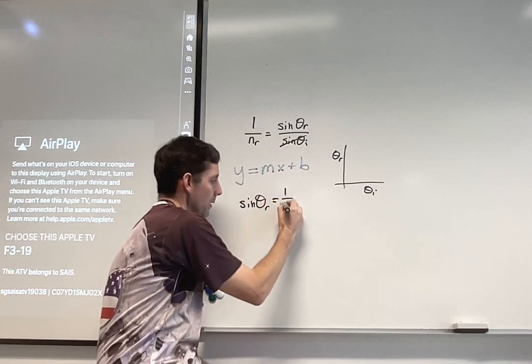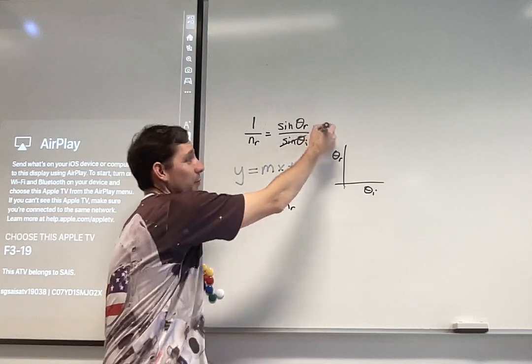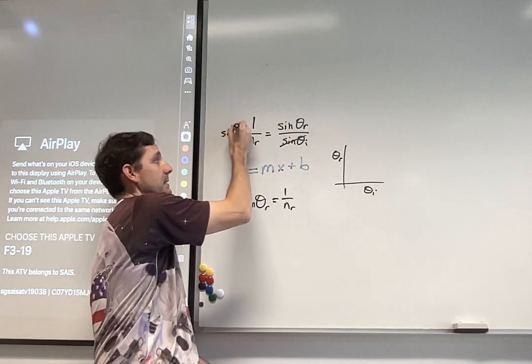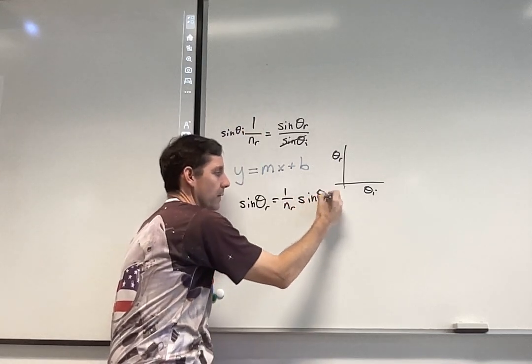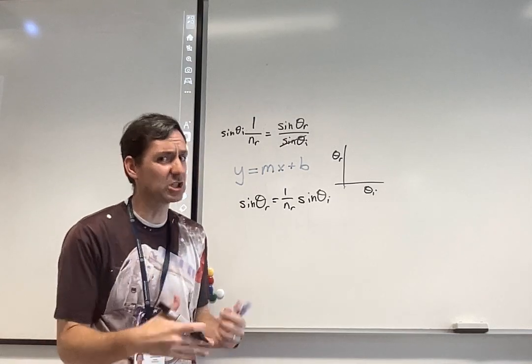over n_R times, because if I multiply this side by sine of theta I, I need to multiply this side by sine of theta I. And so that will be times the sine of theta I. Now, I haven't done anything weird yet. I've just rearranged the equation.